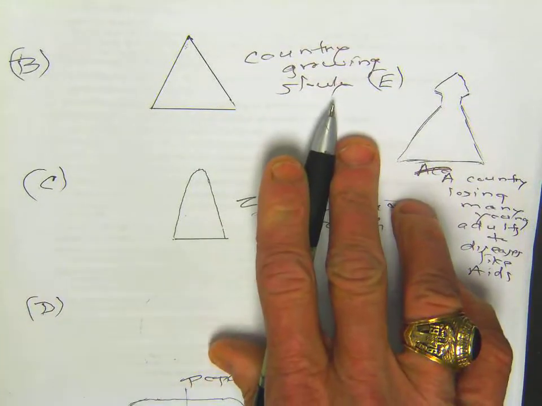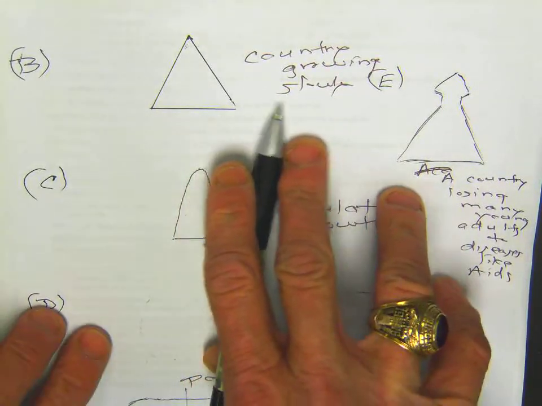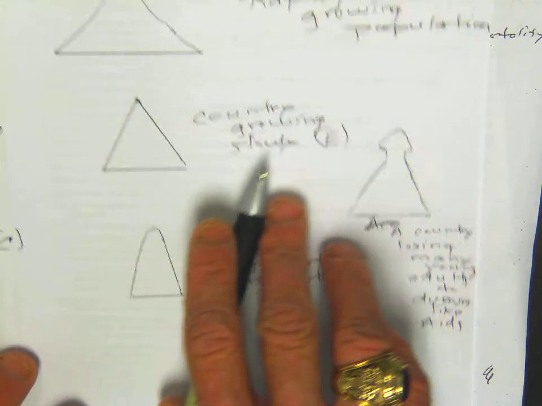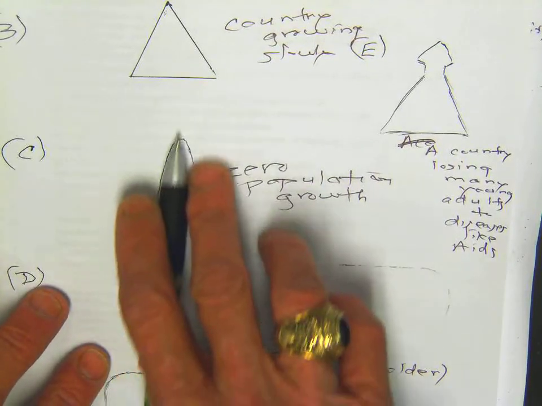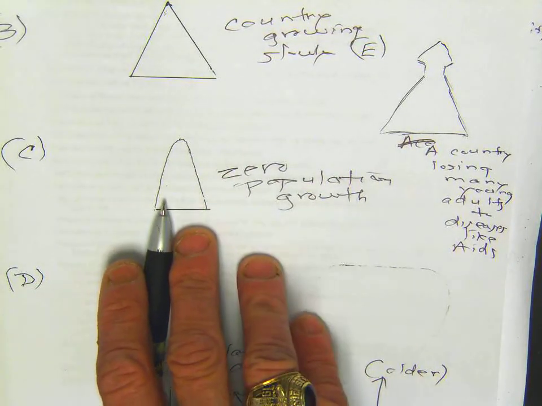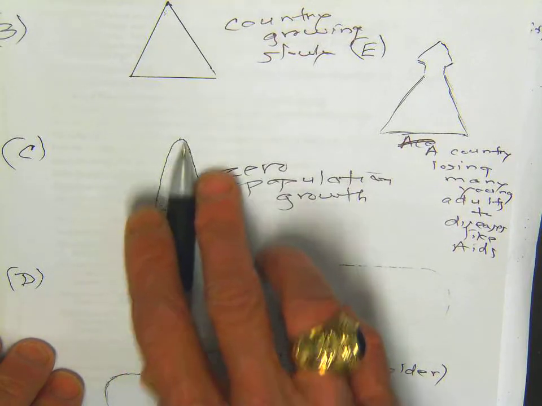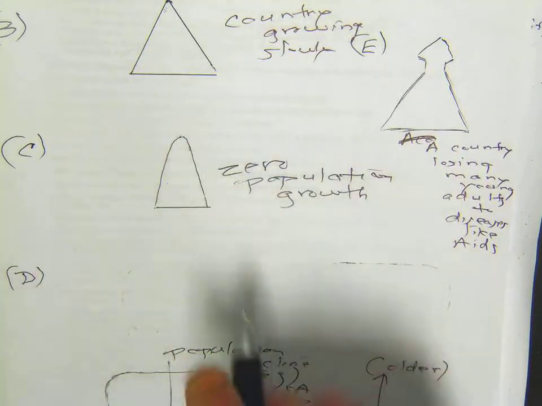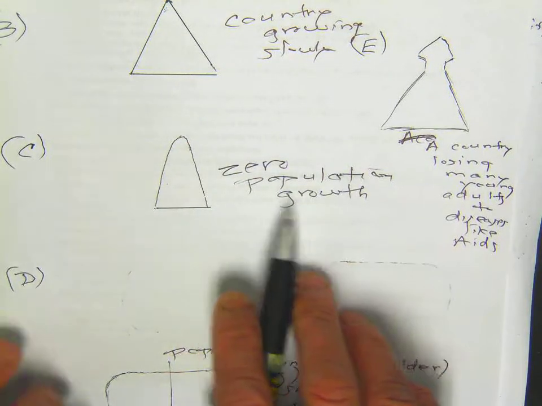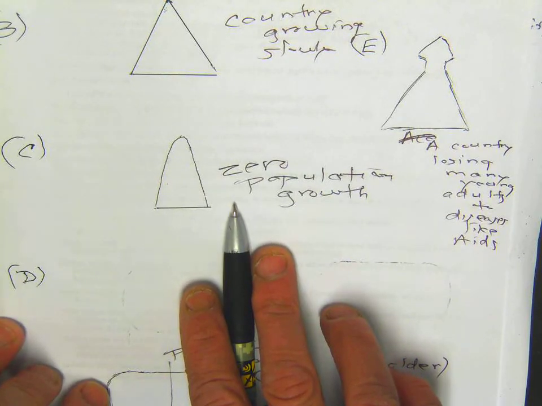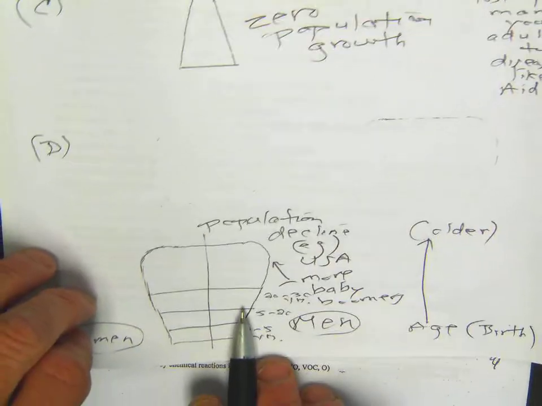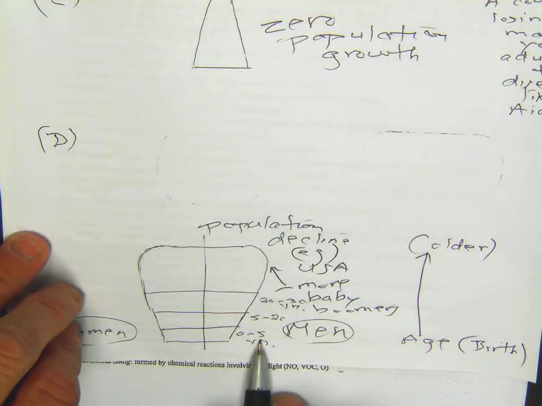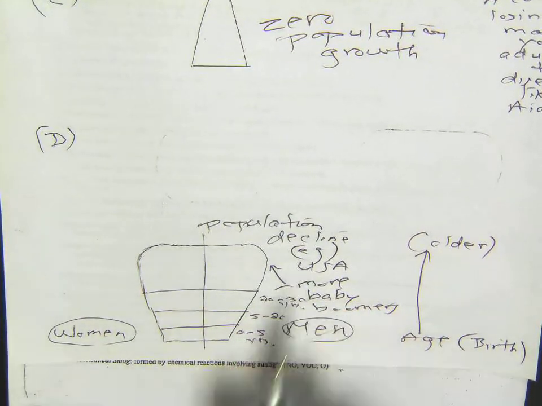B also has a broad base, but not quite as broad. The population's growing, but slowly, because the base is not quite as wide. C here is kind of a classic example of zero population growth. You can see it's going to narrow in a little bit because of the people getting older, just natural mortality rates. D would be a classic case of a population decline.